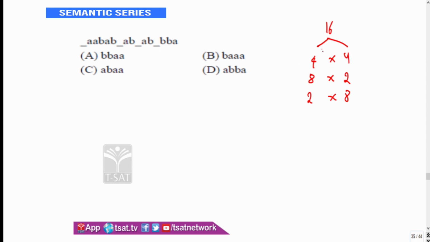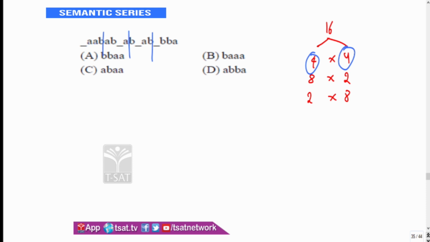Now, in this 16, I will always start with 4 blocks repeating 4 times, because in the examination, there is always a probability that they will ask 4 blocks repeating 4 times in many questions. So let's try to divide this into 4 parts. 1, 2, 3, 4. Now, what is the next thing we have to do after the division? You check for the common.